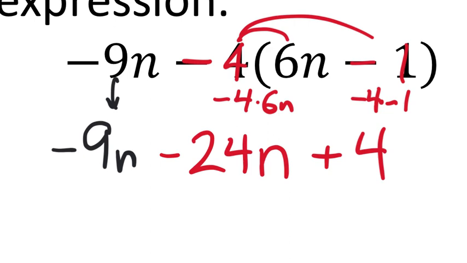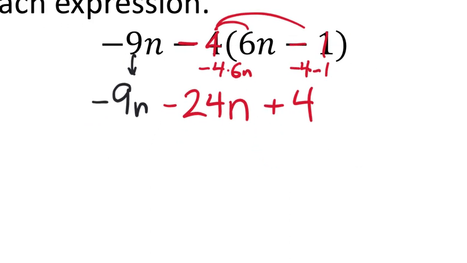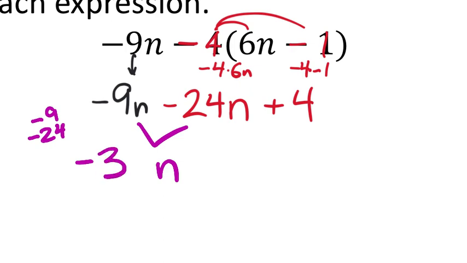And now we got these 3 terms, which we will now look to combine. And there's only a set of n's here to combine, just like we saw on the bell work. So how many n's will that result in? Well, negative 9, and then I'd say minus 24. That appears to be negative 33 n's.